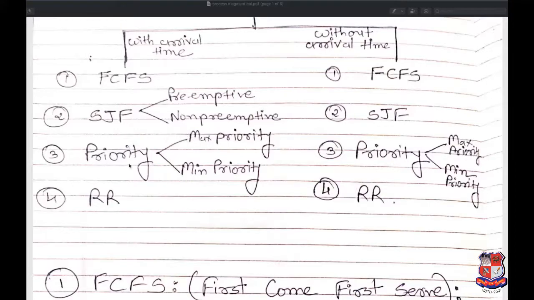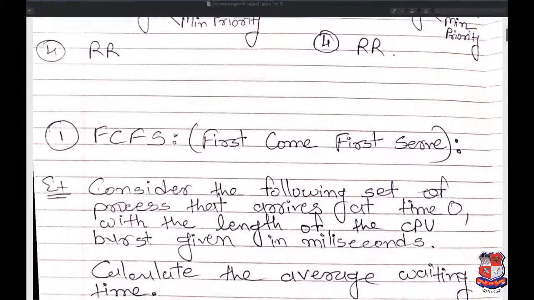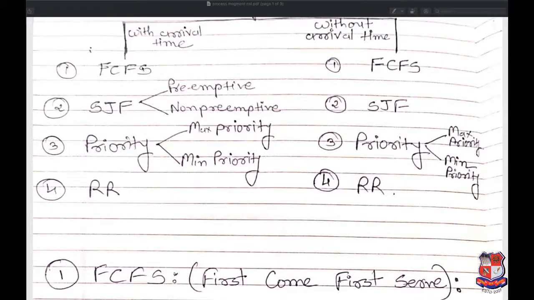And the priority algorithm is divided into two parts. First one is max priority and second one is min priority. And max priority is further divided into two parts: preemptive priority algorithm and non-preemptive priority algorithm. And min priority algorithm is also further divided into two parts: preemptive priority algorithm and non-preemptive priority algorithm. And last one is RR. RR means round robin. So let us start with the first algorithm, FCFS, with arrival time and without arrival time.